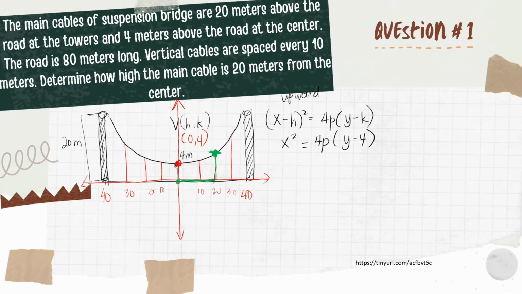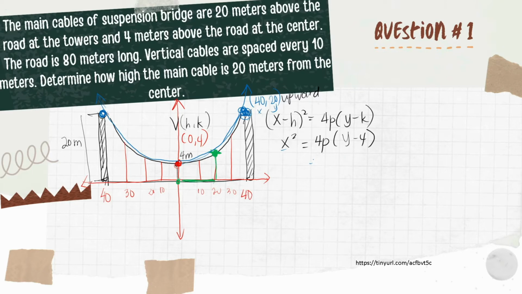Let's find the value of 4p first. To find 4p, we look for points that we can substitute for x and y. The height of the tower is 20 meters, so this is the point. These two points are part of the graph of the parabola, so we can equate them to the equation of the parabola. Let's take just one point, preferably the positive one. Since it is 40, its x-coordinate, the horizontal distance from the center, is 40, and its height is 20. So, 40 and 20 are the x and y.